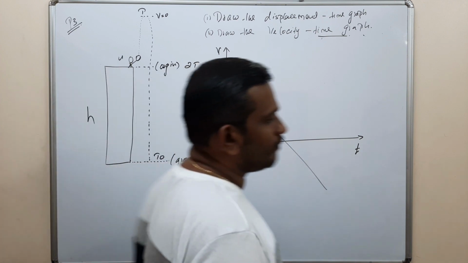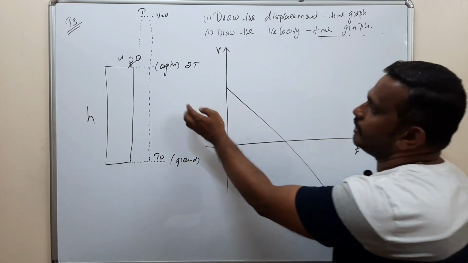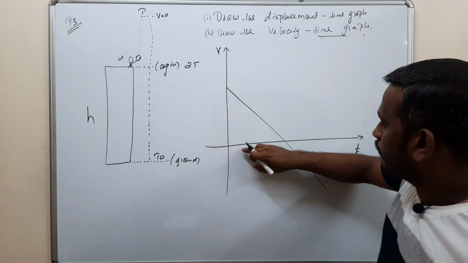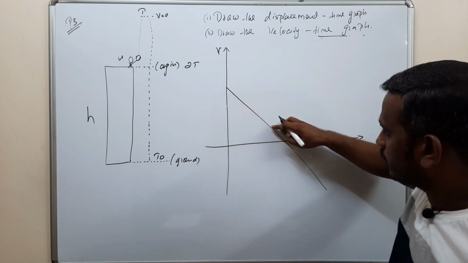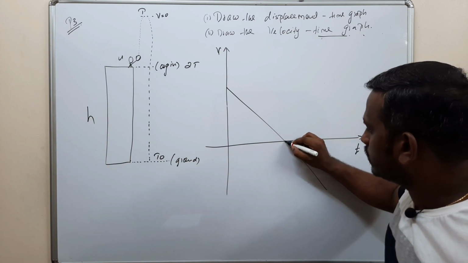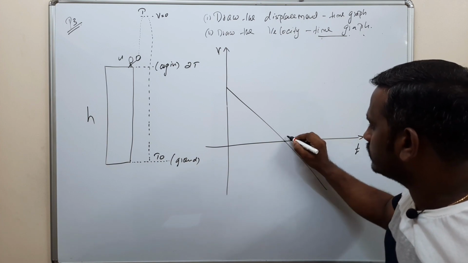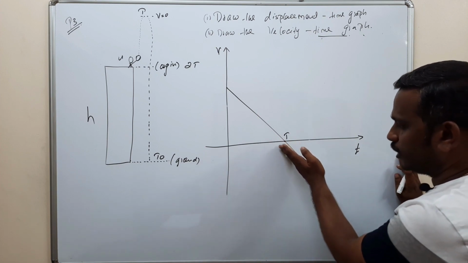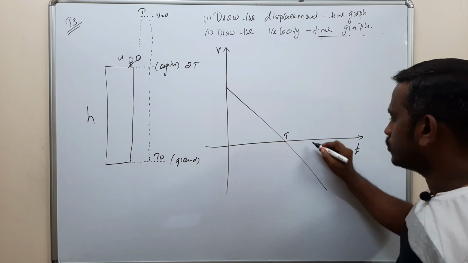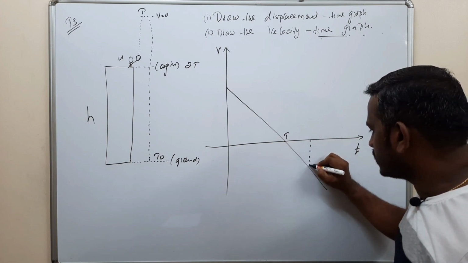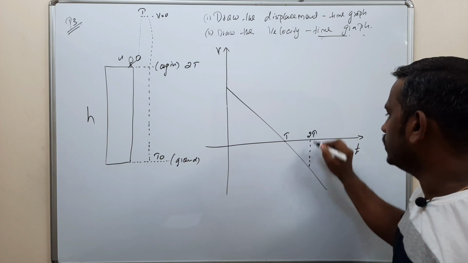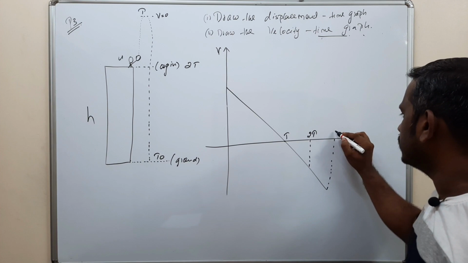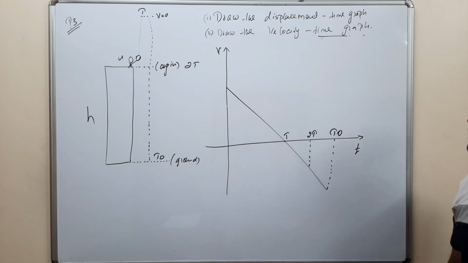The curve is like this. It has a certain initial velocity. As time goes on, the velocity decreases, and at this point the velocity becomes 0. This time is t. After that, the velocity is in the negative direction. This is the velocity at time 2t, and this is the velocity when the ball reaches the ground, at time t0.